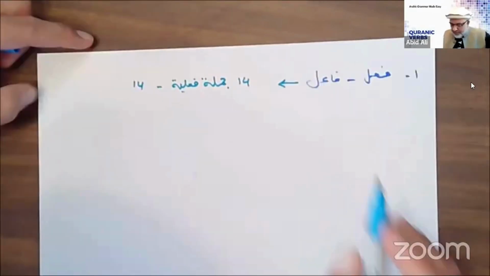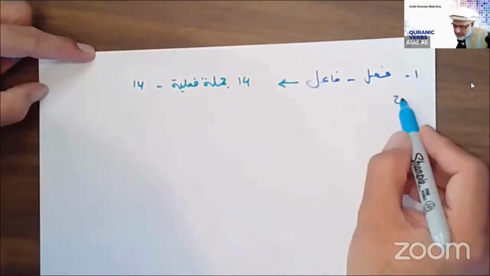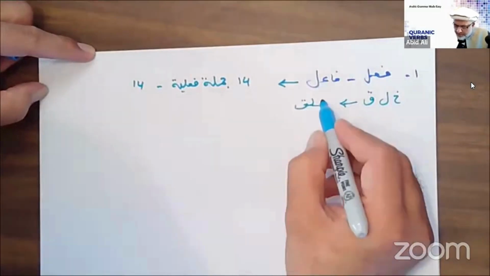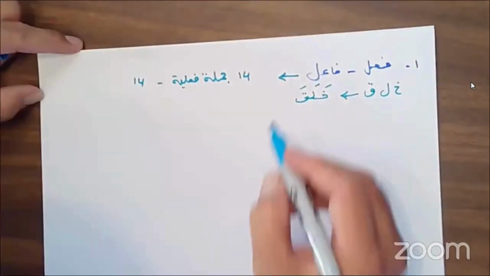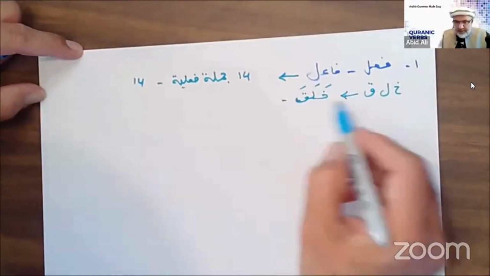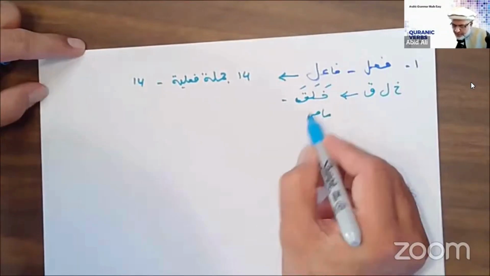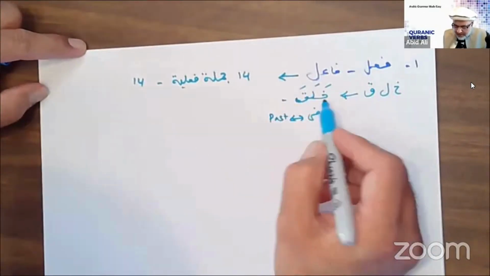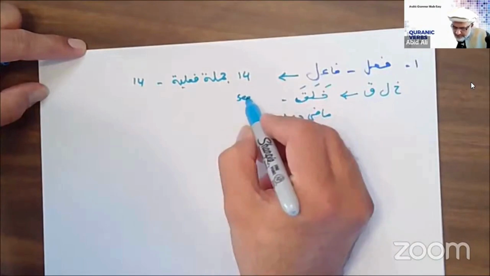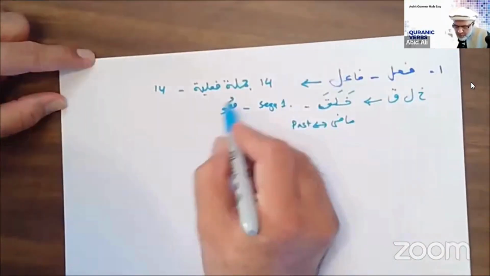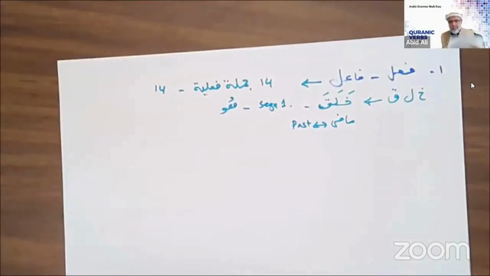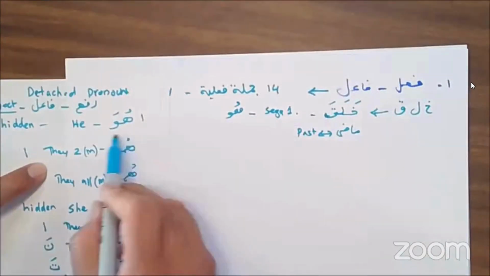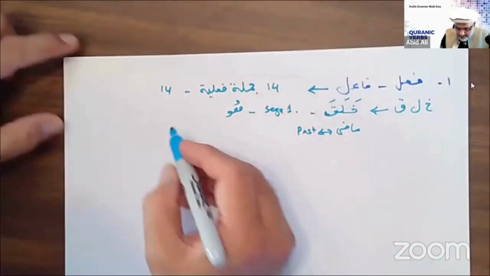And the very first one is, for example, if I give you the root letters kha, lam, qaf, that will give me khalaqa, meaning he created. We know that in Arabic verbs, this is madi, because this is past tense. So we know that the fa'il is inside khalaqa, and khalaqa is sigha number 1. So we know that this is huwa. The translation will be he created.